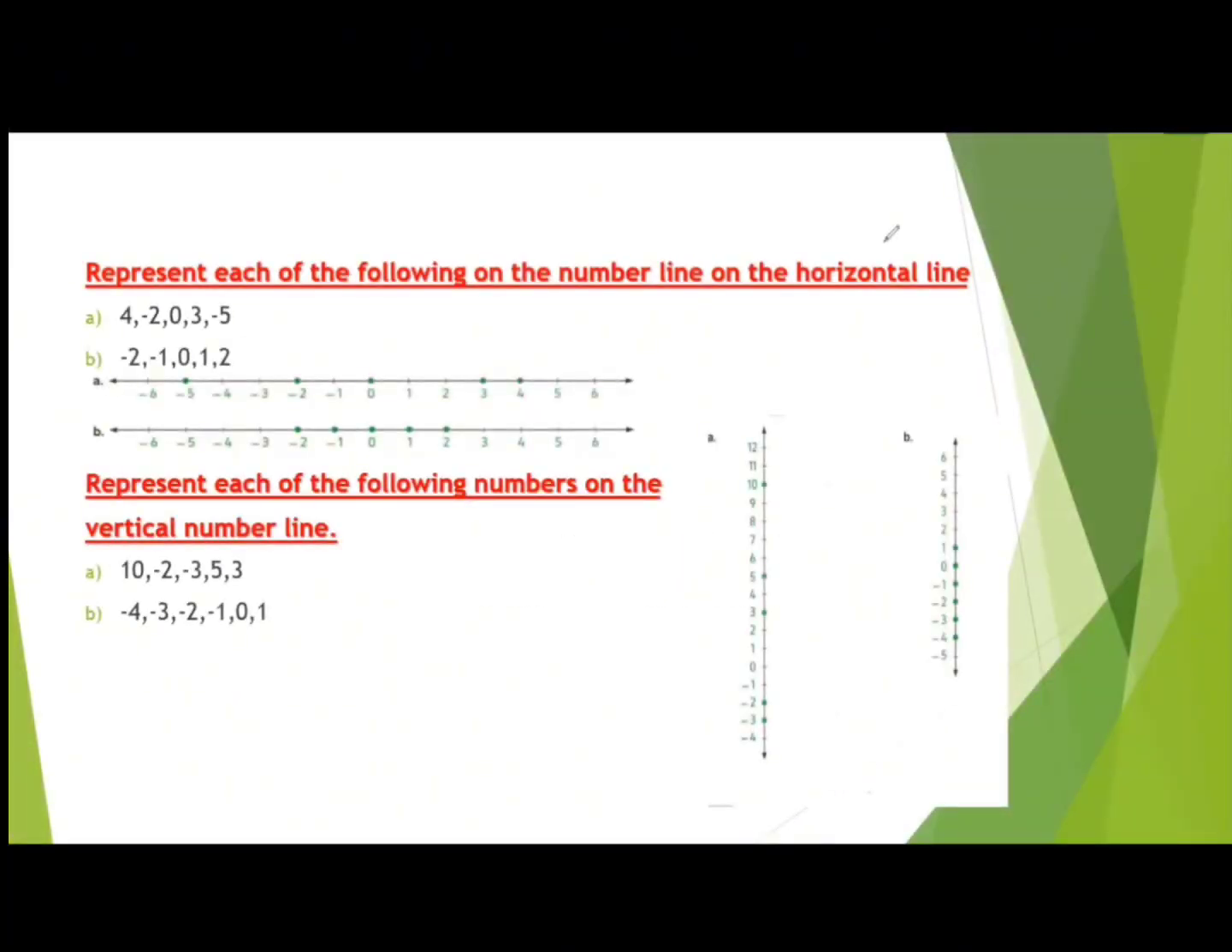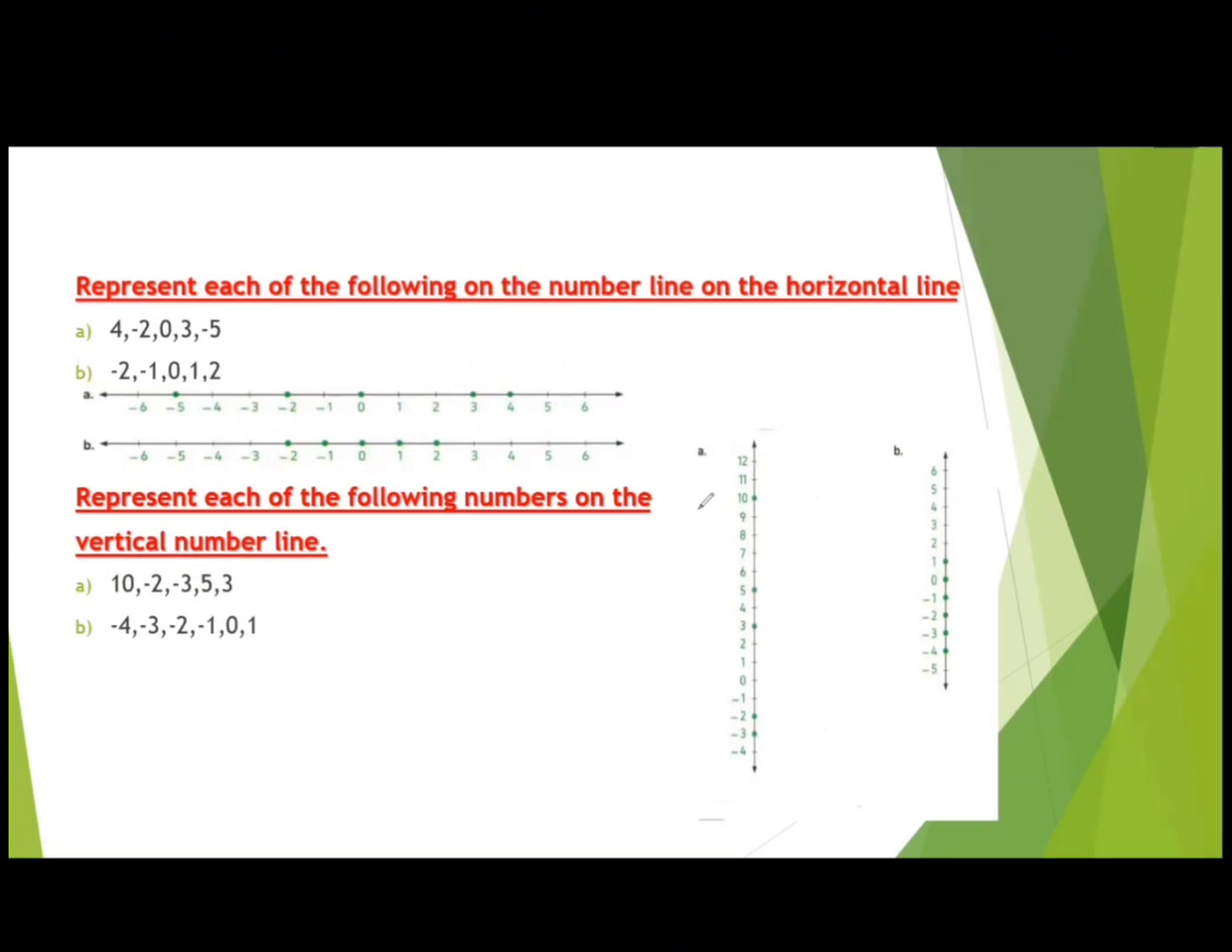Represent each of the following numbers on the horizontal number line. This is called a horizontal number line, and this is called the vertical number line. Vertical, V, like this, but this is a horizontal, H, like this line. 4 is positive, so you have to put it on the right side of 0. Count 1, 2, 3, 4. This is the first one. Then -2, it's negative, on the left side of 0. 0, -1, -2. Then 0, this is 0. Then 3, it's positive, in the positive part.